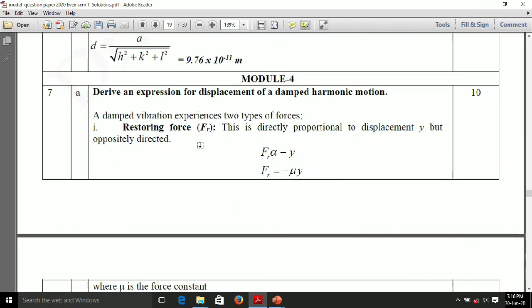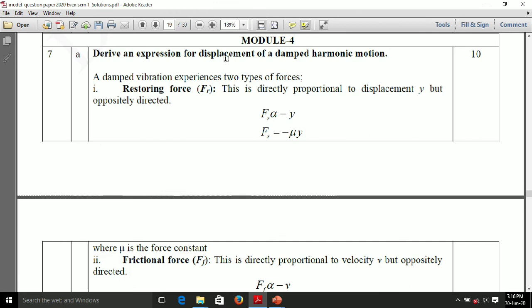In module number 4, that is the waves and rigid body dynamics module, derivation of the expression for displacement of a damped harmonic motion. It is for 10 marks. You have to derive the expression and also discuss the different cases. It is not asked in this particular question, since it is not mentioned to discuss the different cases. You need not worry about it. For this question, you have to derive only the expression for displacement.